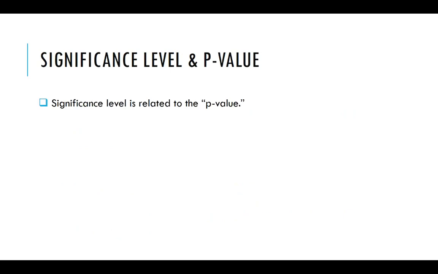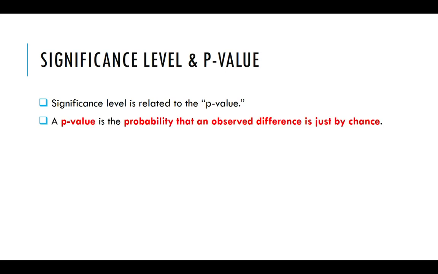Now, we finally get to talk about p-values, which those of you that do some statistics are very used to using. You probably aren't using a t-table all that much, but it's important that you understand both. So our significance level is going to be related to our p-value. And I'm going to help you understand that with some examples. But first, let's understand that a p-value is simply the probability that an observed difference is just by chance. So a p-value is the probability that an observed difference, like my mean in smokers versus my mean in non-smokers, is simply due to chance.